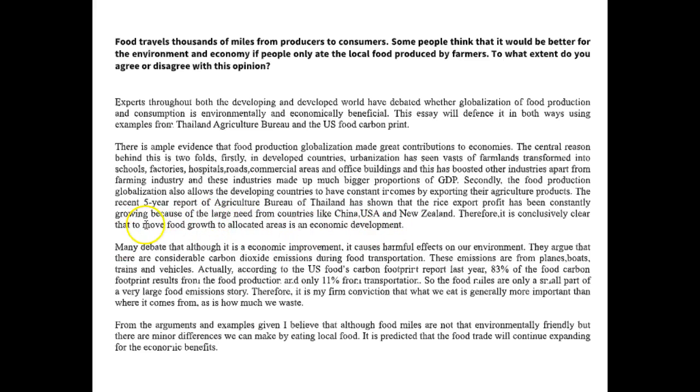That makes no sense. I don't know what that means, to move food growth to allocated areas. I tried to fix it, but I really was just not able to. Okay, so let's keep going.